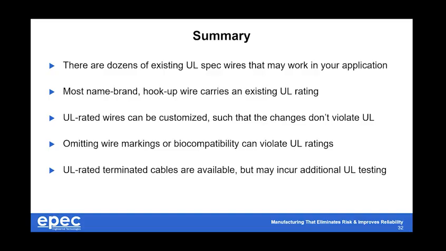These UL rated wires can be completely customized to your application. This means changing the wire gauge size, the color, overall length, strand count, conductor count, etc. All of these don't violate UL. However, other things like omitting part markings, wire markings, and biocompatibility can all violate the UL ratings because they'll either undermine the part marking spec of UL or the flammability rating.